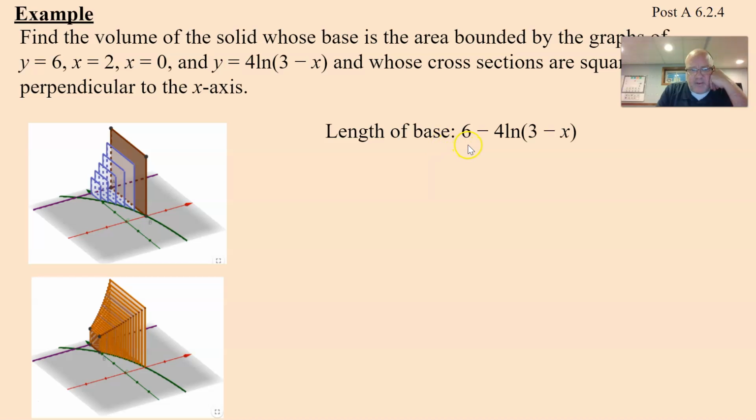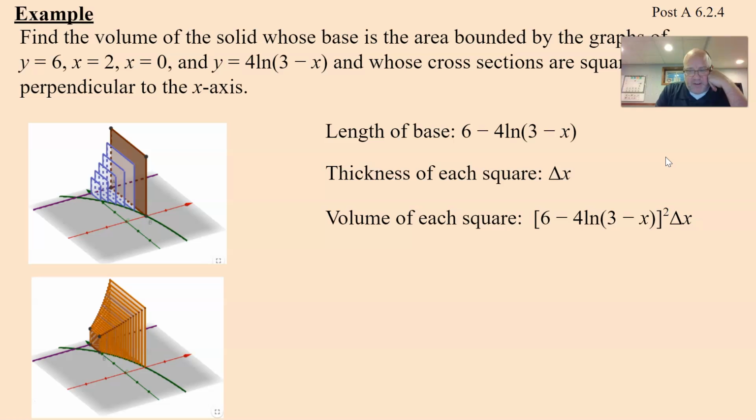The length of the base of the square, if you can picture this, is going to be the distance from the horizontal line y equals 6 to the actual function 4 times the natural log of 3 minus x. So that distance there is going to be 6 minus 4 natural log of 3 minus x. That's the distance of one side of a square. The squares are popping up off the paper at us, but we know that all sides of the square have the exact same length. The thickness of each square, since it's perpendicular to the x-axis, is going to be delta x. I don't know what the thickness is. It's probably going to be thin, but it's going to be some change in x, delta x.